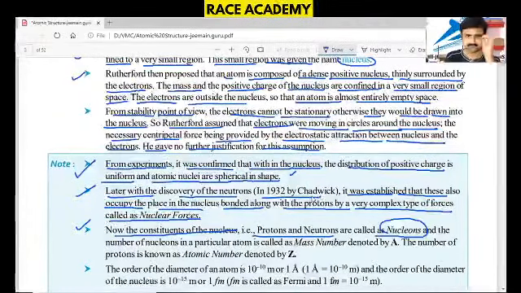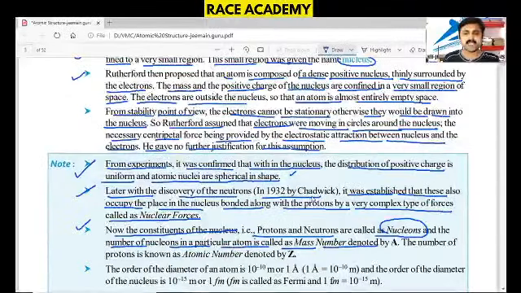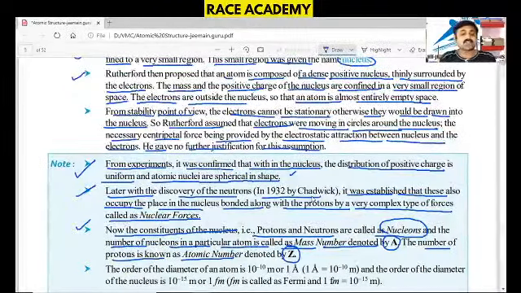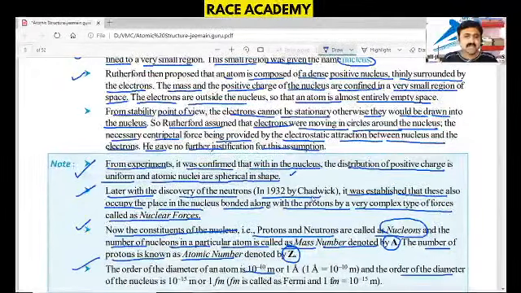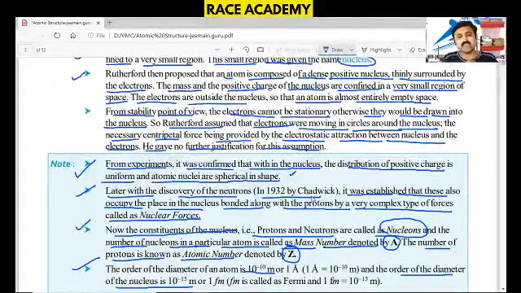Next. The constituents of the nucleus are protons and neutrons. They are called nucleons, and the number of nucleons in a particular atom is called the mass number, denoted by capital A, and the number of protons is called the atomic number, denoted by Z. Protons plus neutrons collectively are known as the atomic mass number, with capital A as the symbol. The order of the diameter of an atom is given as 10 to the power minus 10 meters, meaning 1 angstrom, and the order of the diameter of the nucleus is given as 10 to the power minus 15 meters, which is 1 Fermi, from the experiments.